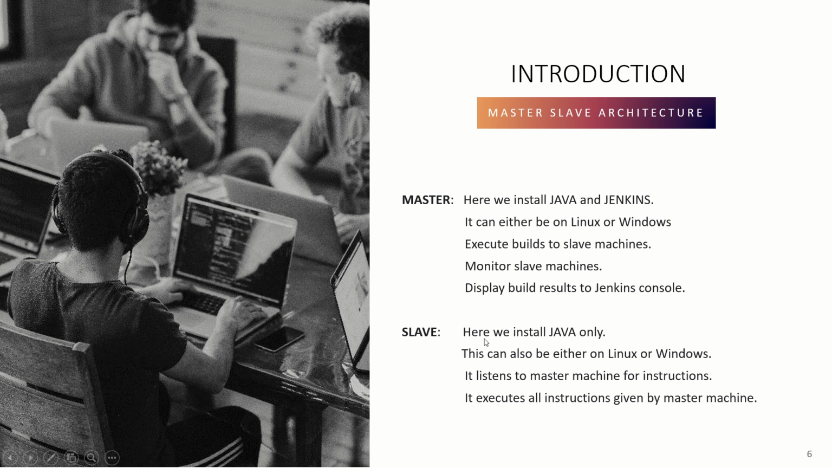Here Java is the prerequisite. Java has to be there on any machine if you want to install Jenkins, or if you don't want to install Jenkins and want to make it a slave, then you need Java there. So Java is the main prerequisite. A slave can also be a Linux machine or a Windows machine. It listens to the master machine's instructions and executes all the instructions given by the master machine. So this is a little bit of information about what the master slave architecture is.